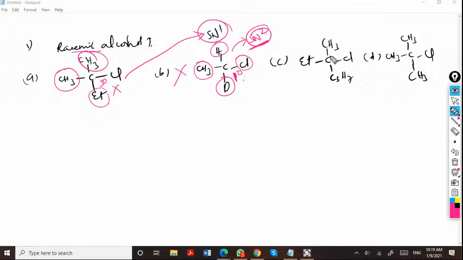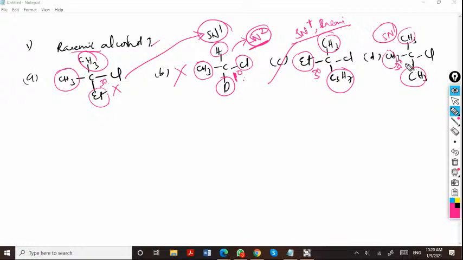Okay. So this is having four different groups. And it is a tertiary alkyl halide, so it can undergo SN1 and it can give a racemic mixture. So this is the probable starting material that will give the racemic product. And this, if it is tertiary, it will undergo the SN1 mechanism, but due to lack of chirality, it will not give a racemic mixture.